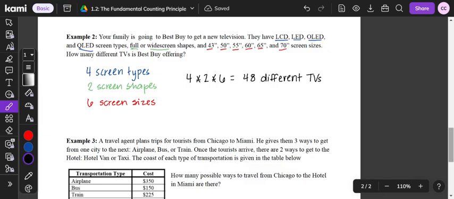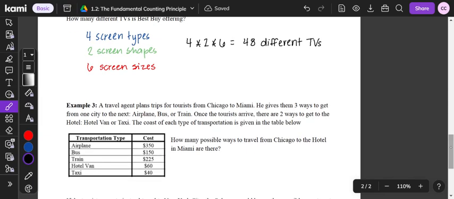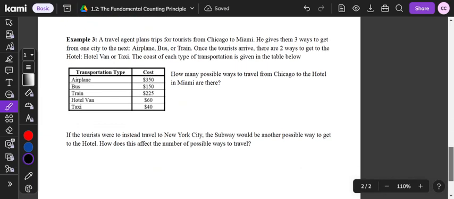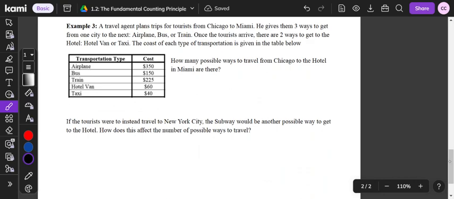All right, and then last example. It should look really familiar. We're talking about tourists going from Chicago to Miami again, all right? It's pretty much the same problem as last time, except now we're talking about possible outcomes. We're not calculating probabilities, okay?